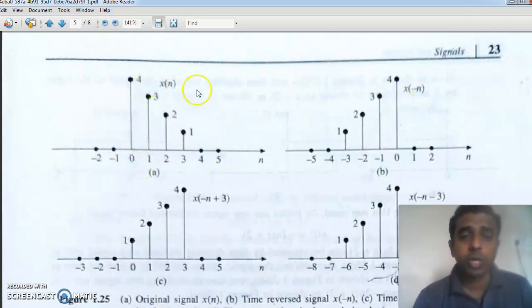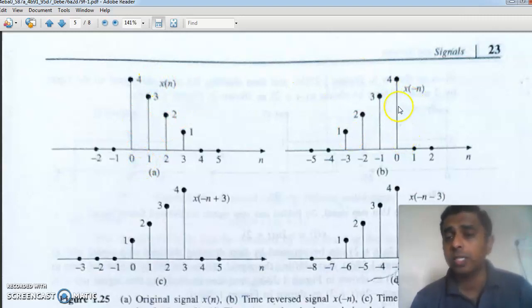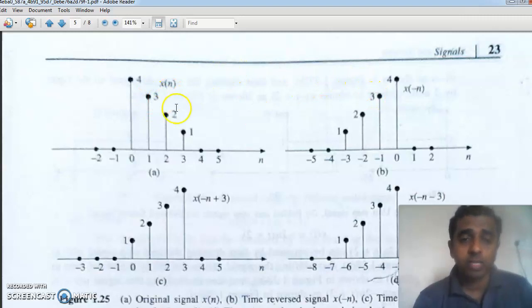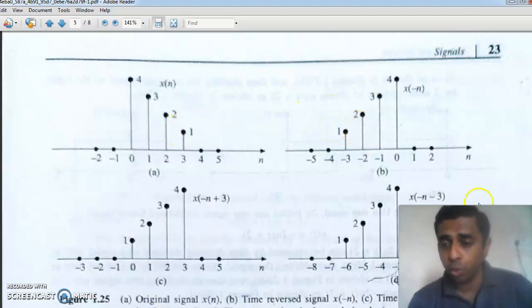That is, at 0 it is 4, so minus 0 and 0 are the same thing. And what is happening at 1 will happen at minus 1, what is happening at 2 will happen at minus 2, what is happening at 3 will happen at minus 3. Likewise it goes.